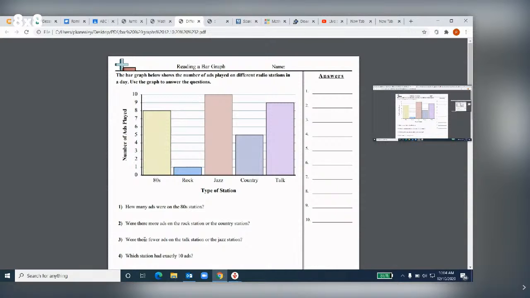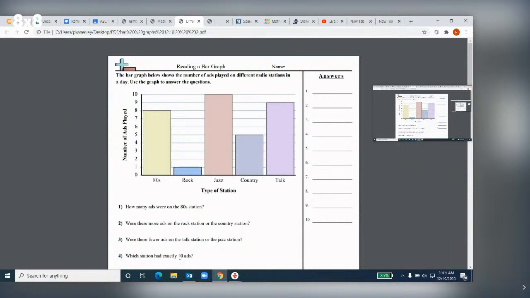This one says, were there fewer ads on the talk station or the jazz station? Okay, so the talk had 9 and the jazz had 10. So there were fewer ads on the talk station. There were only 9 ads and the jazz station had 10.